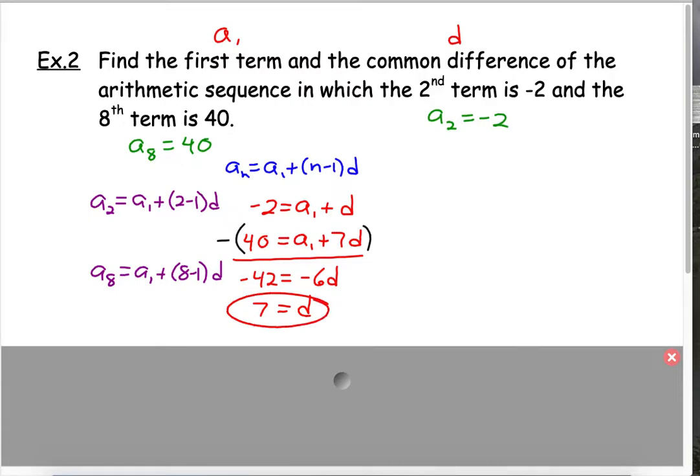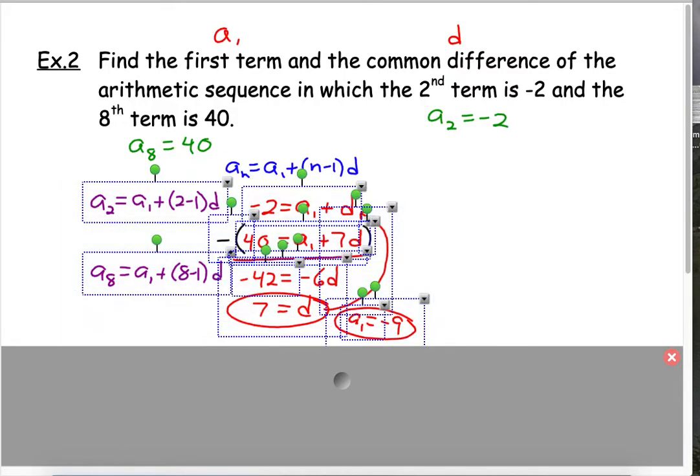And then I can figure out the first term by plugging that into one of my two equations. I'd probably use the first one because it's simpler. If I plug in 7 for d, then a sub 1 is going to be negative 2 minus 7, which is negative 9. And then I've got my two answers that they asked for, so we're done. Okay, and that's great. It works. Some people like to do that.